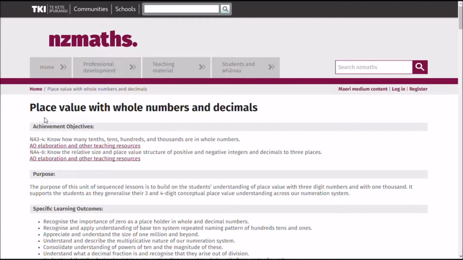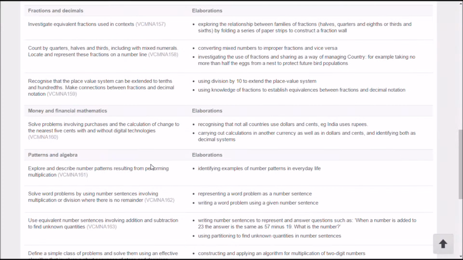The lesson's part of this unit here on place value with whole numbers and decimals and has overall objectives for the whole unit. Unfortunately, these are based on the New Zealand curriculum. If we look at the Victorian curriculum, we can see how they relate here. Recognise that the place value system can be extended to tenths and hundredths, using division by 10 to extend the place value system. This is level 4 area.